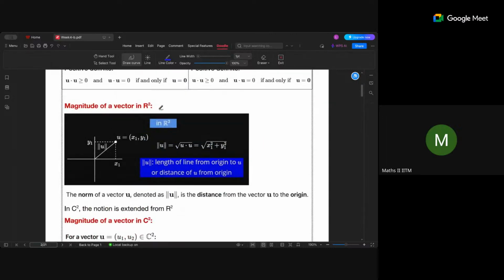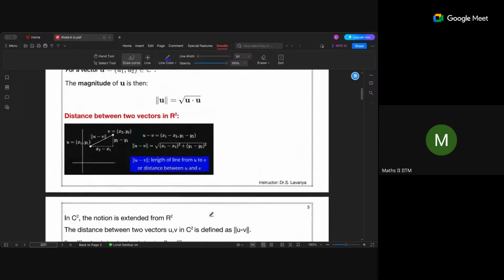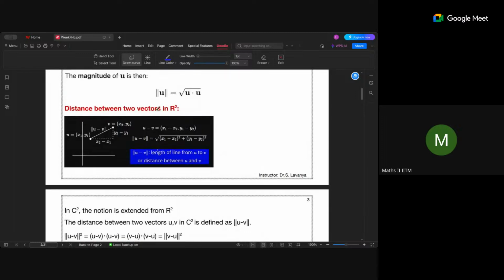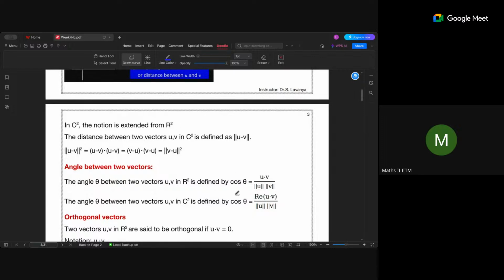Then we saw the magnitude of a vector, which is nothing but the square root of u dot u. The same thing goes for C2 as well. For distance, you have to calculate the norm of u minus v. In terms of the dot product, it is simply u minus v dot u minus v, just like here, but instead of u you have u minus v. In C2 also the same thing goes. For the angle between two vectors, in R2 you have cos theta equal to u dot v by norm u norm v. And in C2 you should take the real part of u dot v divided by norm u norm v.